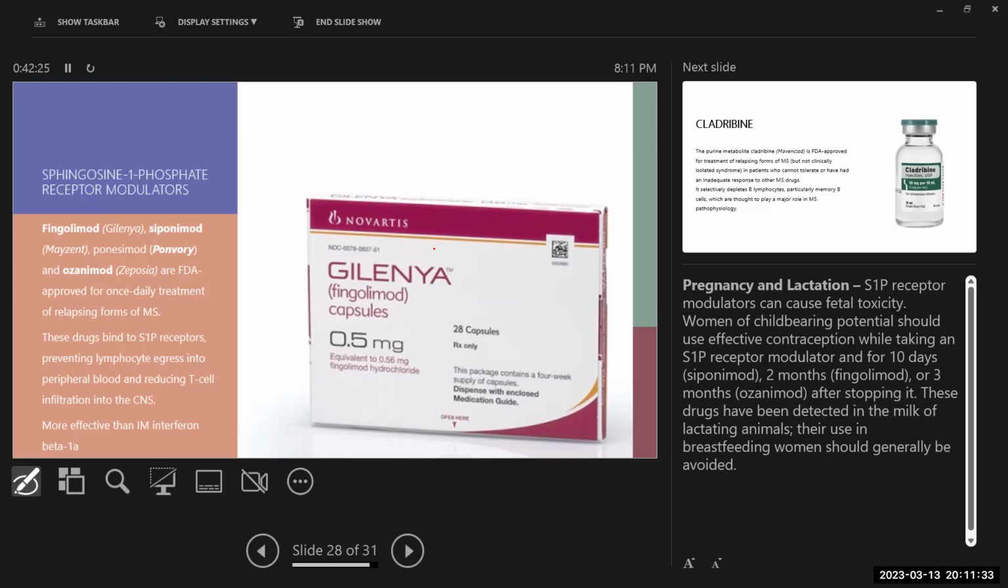These drugs have some drug-drug interactions to consider. So siponimod, for example, is a cytochrome P450 2C9 substrate. If you use it with inhibitors or inducers of 2C9, that can affect the levels of that drug in your body, so drug-drug interactions are a concern with that particular medication.